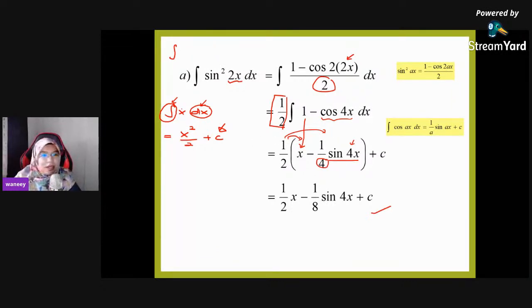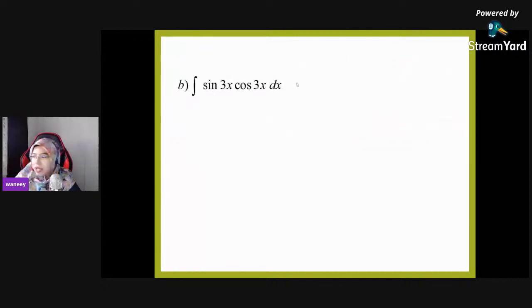Right, next. So we're going to integrate sine of 3x cos of 3x dx. So check the angle again. So 3x, 3x, we got a similar angle over there. So we can use sine of 2ax over 2. Okay, so it will become sine of 2ax over 2. So kita akan modify. We didn't integrate them yet. No, we didn't integrate yet. But we want to change it into a sine.